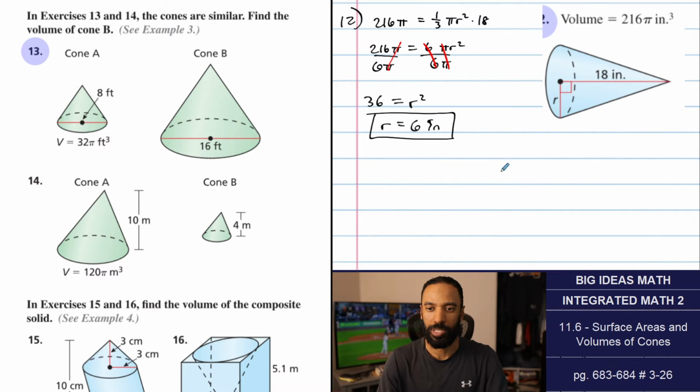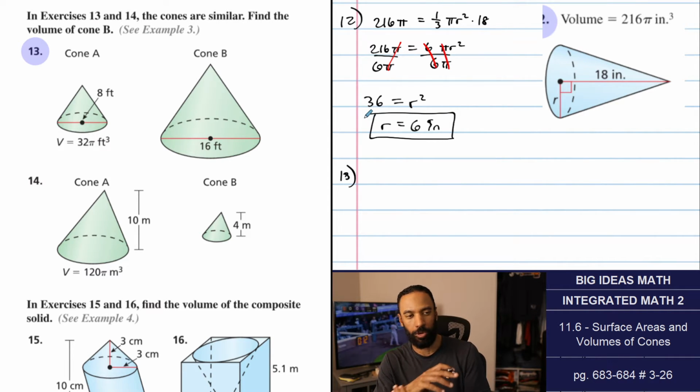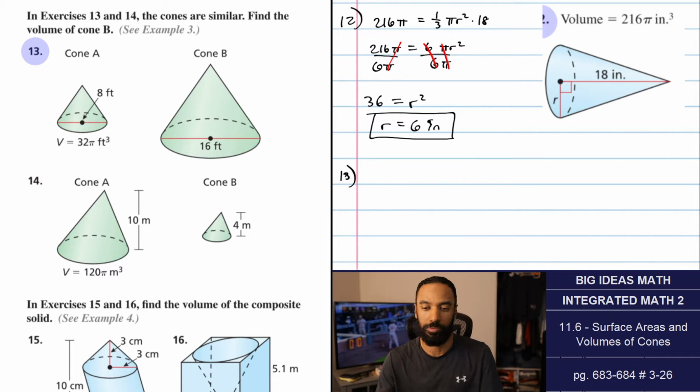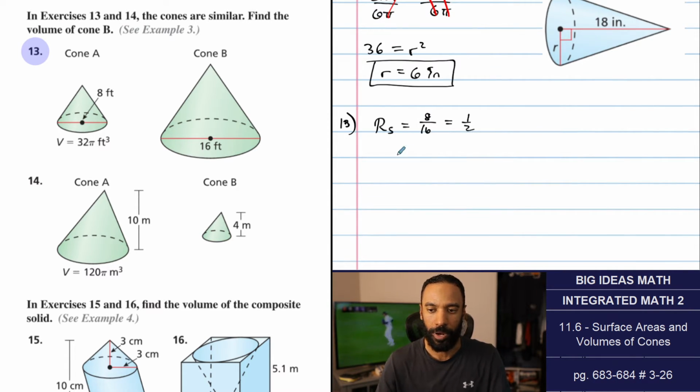Let's move forward. Almost halfway through the quantity of problems that we got to do, not necessarily the time. Numbers 13 and 14, we have similar cones. We want to find the volume of cone B. It's a lot like what we've done in some of the previous sets of 11.4 and 11.5. What we got to do is compare corresponding parts, and we have them. The similarity ratio, I could divide, say, 8 by 16 of the two diameters, and I get 1/2. That's the similarity ratio of lengths.